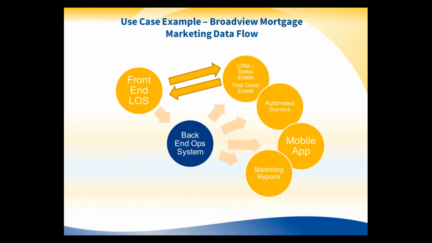To highlight this, a best case example is, let's say we have a young couple, they're getting their first house and they are ecstatic. So they meet with their local loan officer and they get their information started in the front end LOS system. As they progress through the transaction, as they get closer to underwriting and funding, we push that data to our back end operations system.